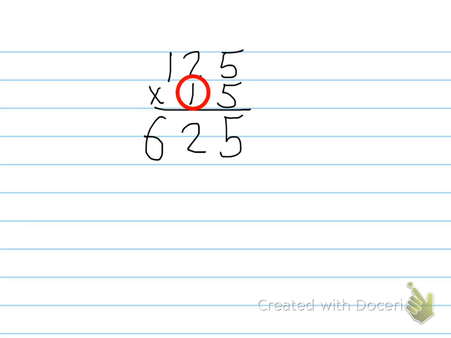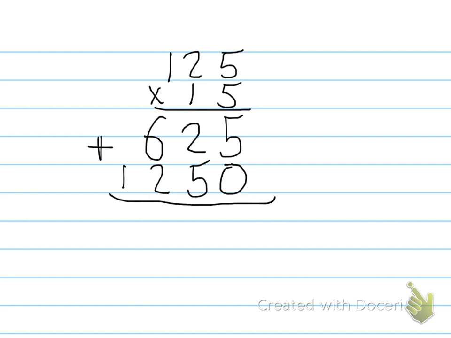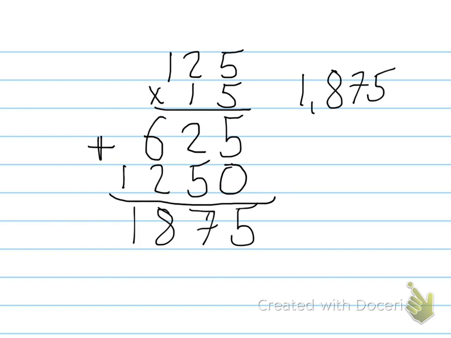And then let's start with the 1 over here. So we're going to put a placeholder over here. It can be a 0 or an X, doesn't matter. So 1 times 5 is 5, 1 times 2 is 2, and 1 times 1 is still 1. We get to add the numbers down here together for the final answer. So 5 plus 0 is 5, 5 plus 2 is 7, 6 and 2 is 8, and 1. So 125 times 15 is equivalent to 1,875.